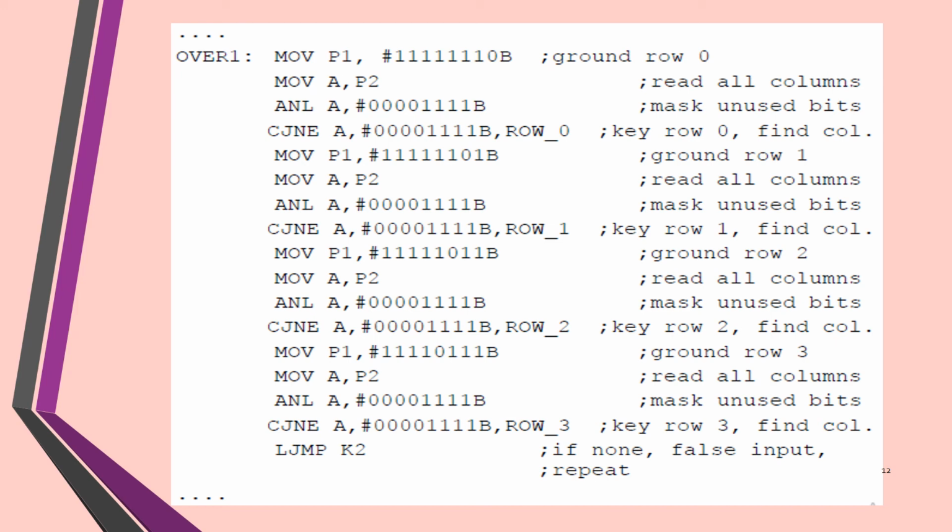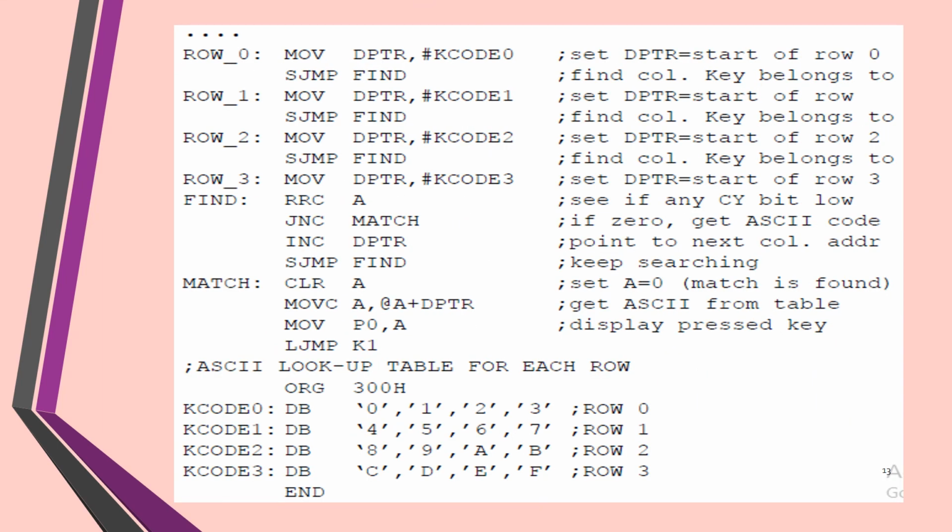How many times do you have to do it? First ground 0, then ground 1, then ground 2, and then ground 3. So all these 4 rows are scanned one by one. And next, we have written routines here.